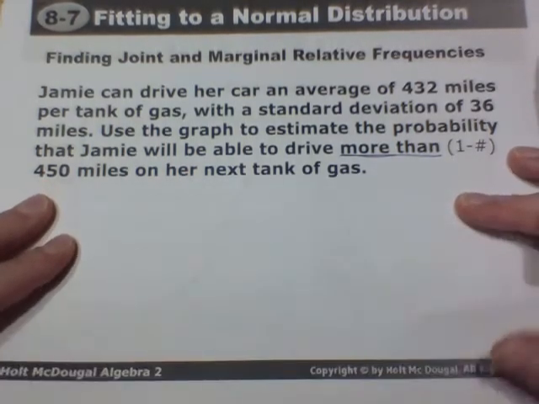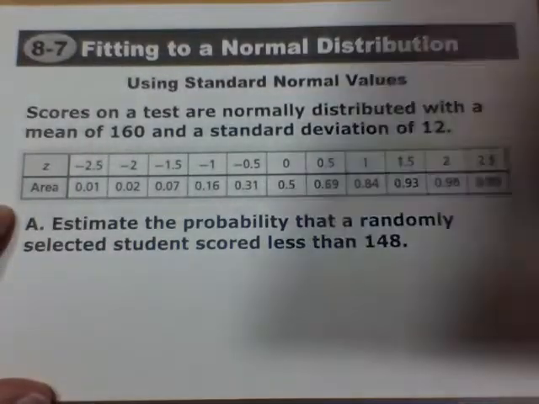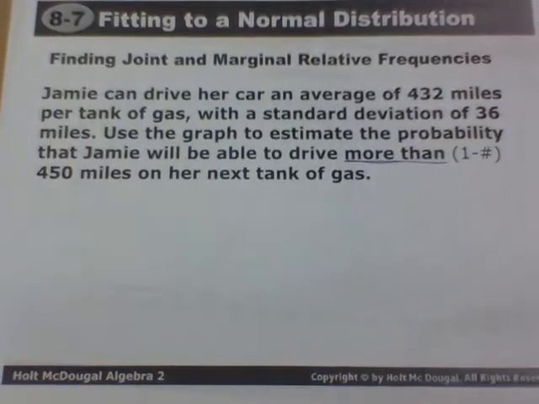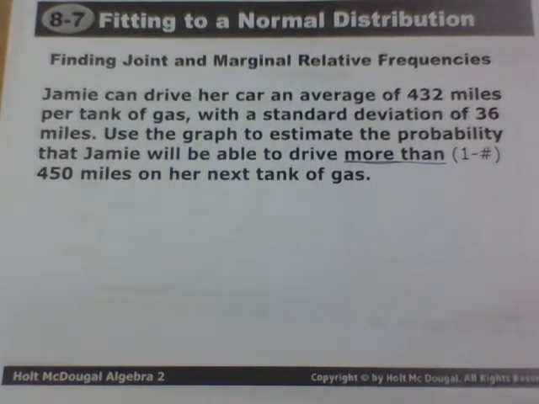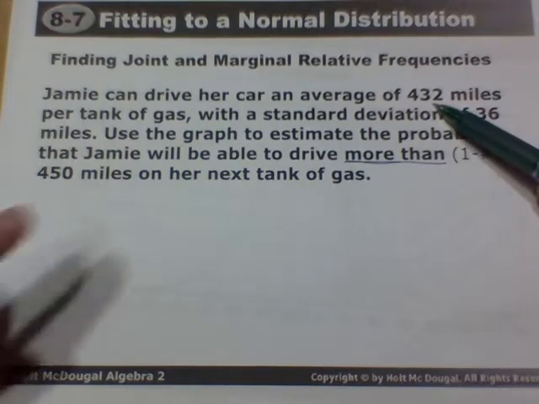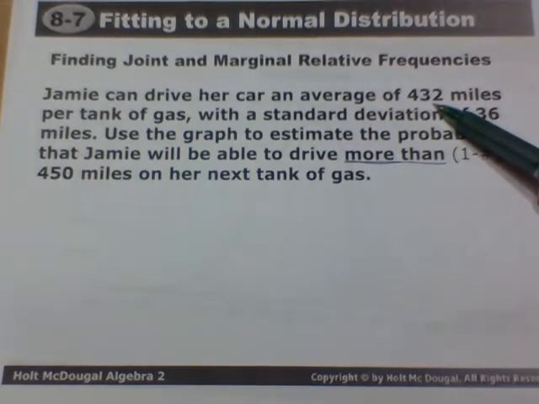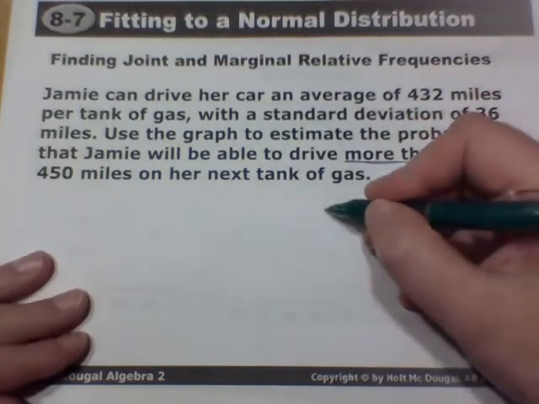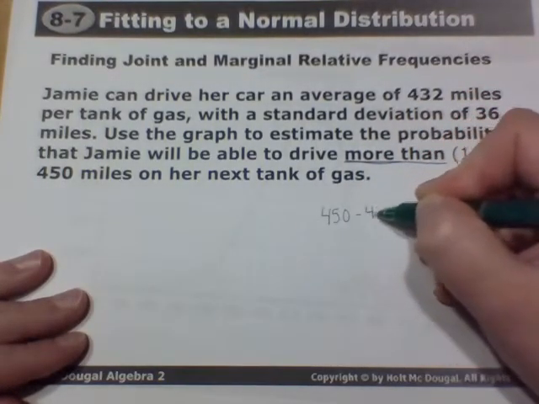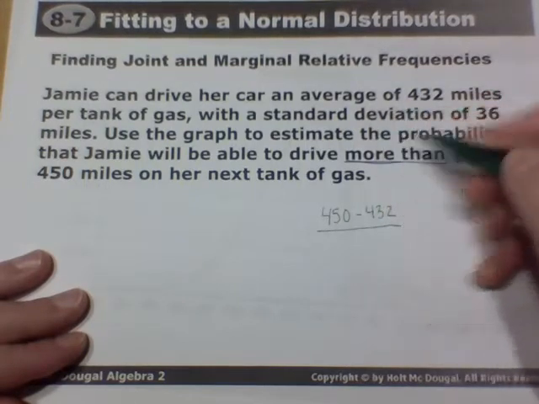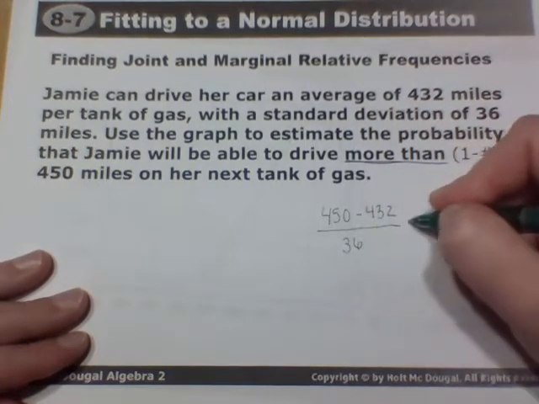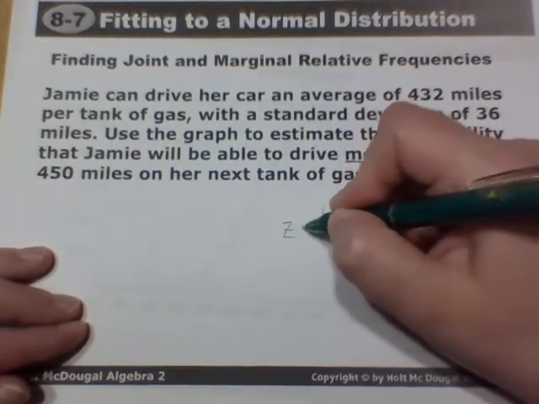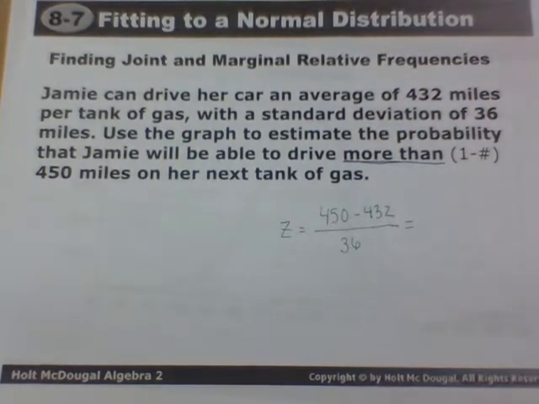So technically, we could use the formula that we had in the previous problem. And so if we wanted to apply that, we could take out, let's see, her average, which is the one that's calculated, but this is the one that the problem is presenting. So we're going to go ahead and take 450 and subtract 432. Divide that by our standard deviation of 36. And we get a z value of 0.5.